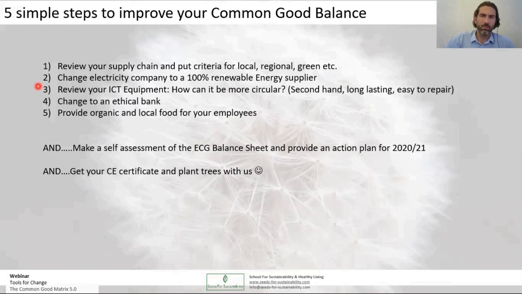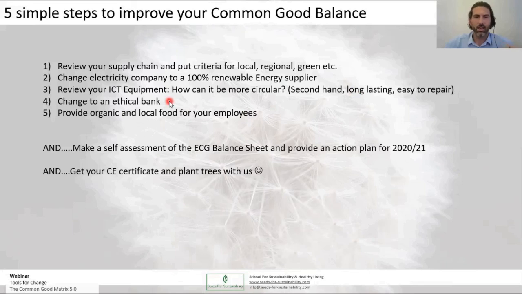Review your ICT equipment. We saw that it's also a key area in the EU agenda. Has high potential in circularity. We talked about it too. Think about secondhand, think about long lasting and easy to repair, for example.